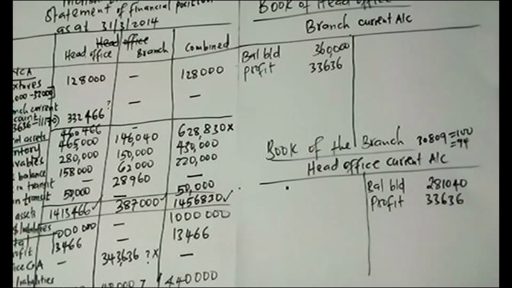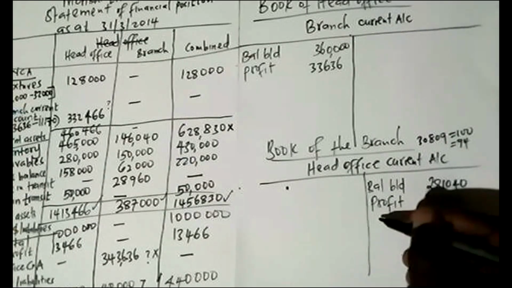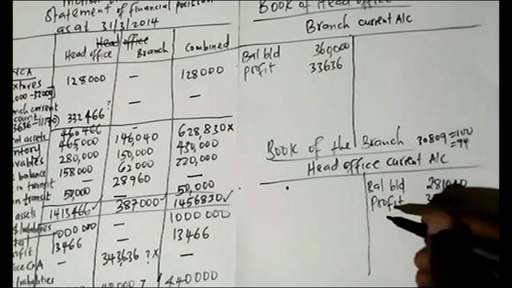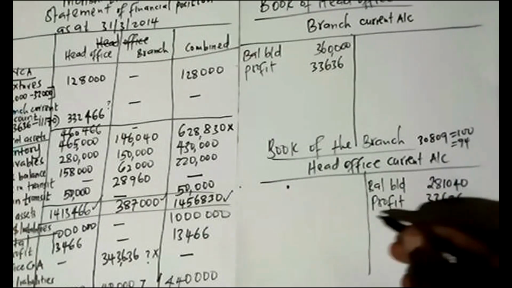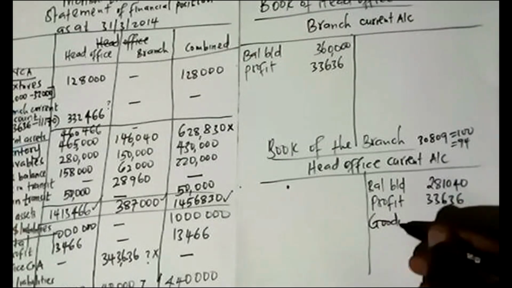They were being dispatched by the head office to the branch, so they will increase the stock, that is, debit stock, then credit the branch, because they were heading to the branch, which maintains the head office current account. So, goods in transit.